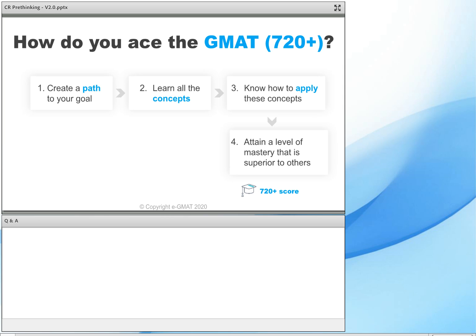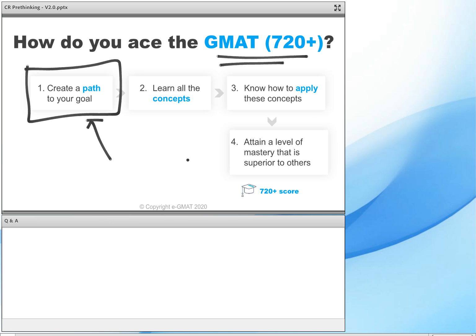So let's talk about how do you get to that score of 720 or higher. At a very high level, this is what you do. You first of all visualize that path towards that goal. Given your strengths and weaknesses, understand which are the areas that you're strong in, understand which are the areas that you're weak in. Get a good estimate of how much time it would take for you to fix those weaknesses, and so create that path towards that goal. Visualize that path. Have good defined metrics for that.